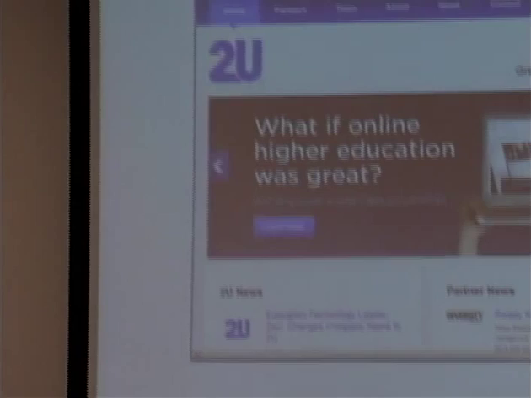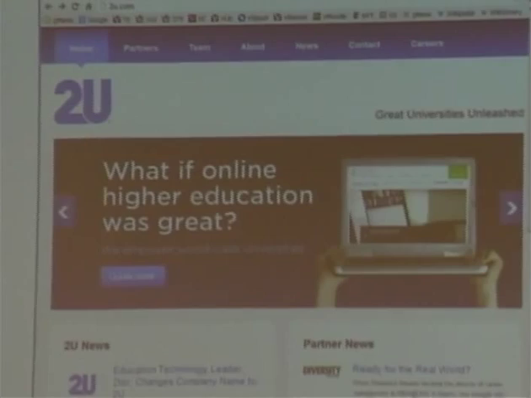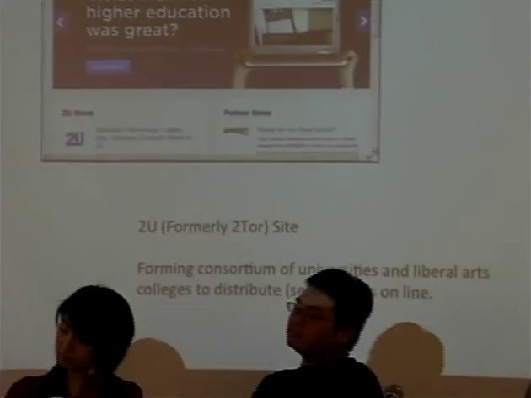So, actually, here's the website of the company Tutor that Steve mentioned earlier. And Steve said they're forming a consortium of universities and liberal arts colleges to distribute and sell courses online. And so we might ask ourselves, should Vassar participate in something like this? And I want to address that in what I'm going to say next. But before I get to that, I'm not actually going to answer that question. I'm going to raise more questions about it.